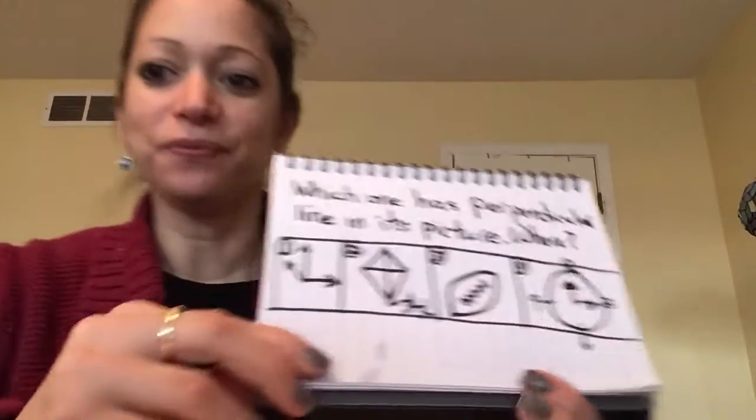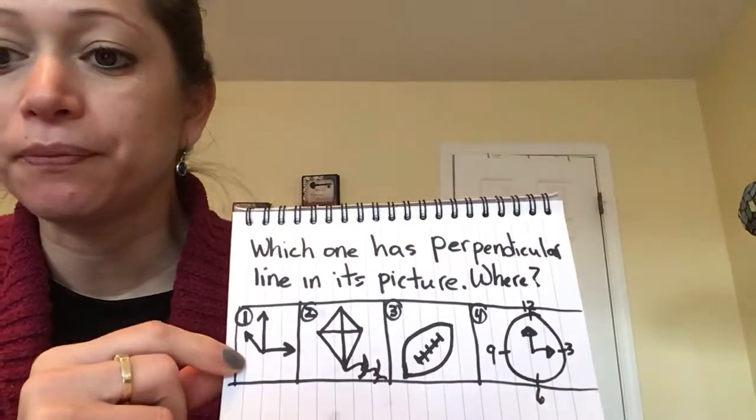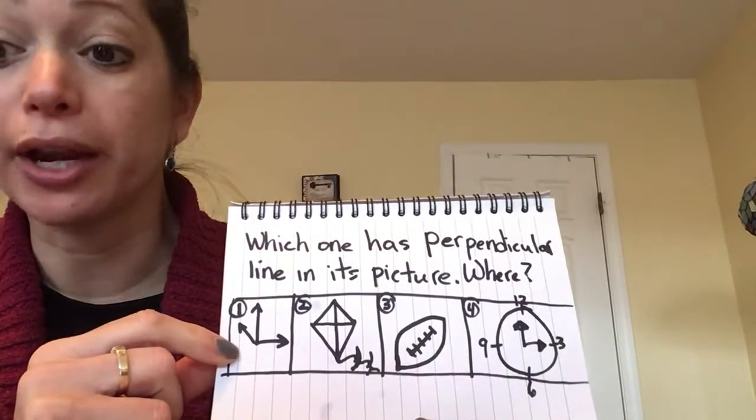We could also use everyday objects to think about perpendicular lines, which we will be doing in our exit ticket. So let's take a look. And this is the last part of our lesson. I'm being an artist again. So number 1, what do you guys think? Does it have perpendicular lines, and where?